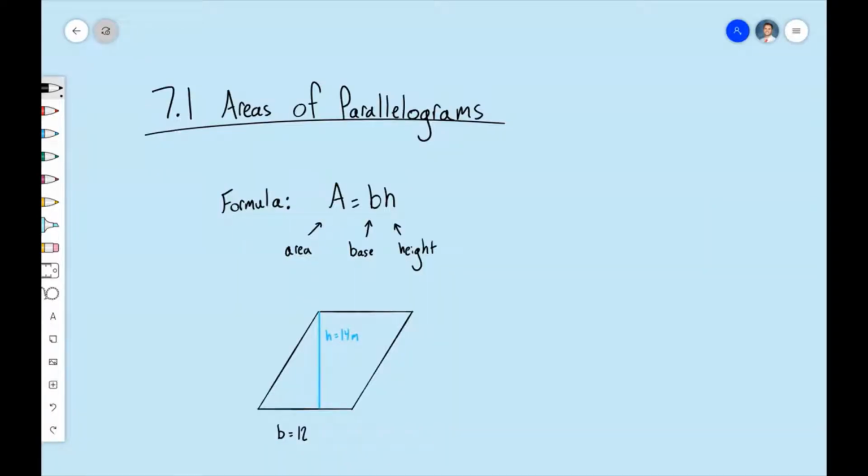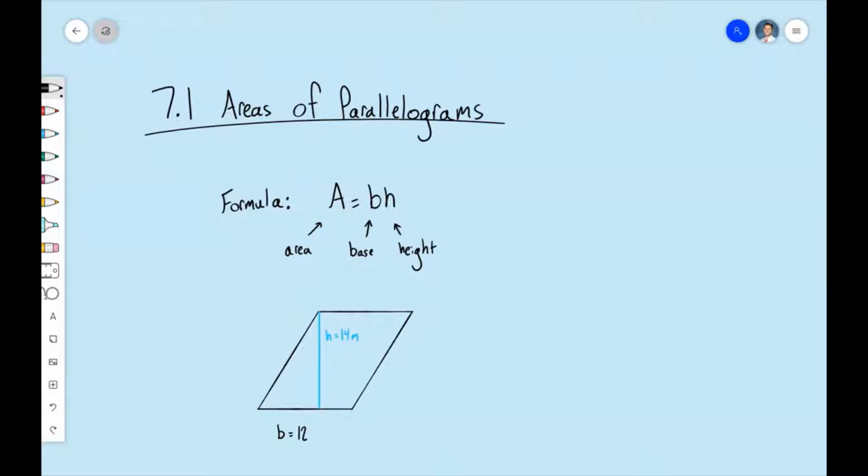In this video we are going to look at finding areas of parallelograms. In order to find the area of a parallelogram, we can use this formula here, A equals BH, where A is the area, B is the base, and H is the height. So the area will be equal to the base times the height.